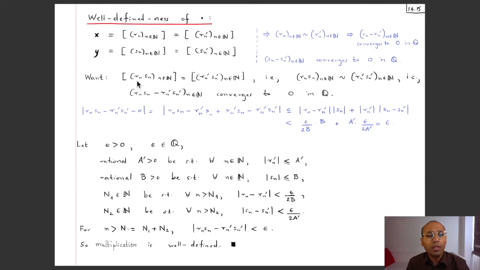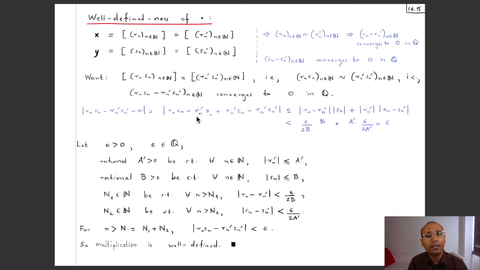So we want to show that Rn Sn is related to Rn prime Sn prime. In other words, the sequence Rn Sn minus Rn prime Sn prime converges to 0 in Q. Before we give the formal proof, let us make a plan and do some rough work. So we look at the distance of the nth term to 0, which is given by the mod of this thing. And let's add and subtract this term so that we have Rn Sn minus Rn prime Sn plus Rn prime Sn minus Rn prime Sn prime and the mod of that.